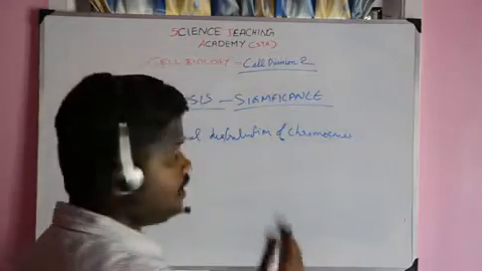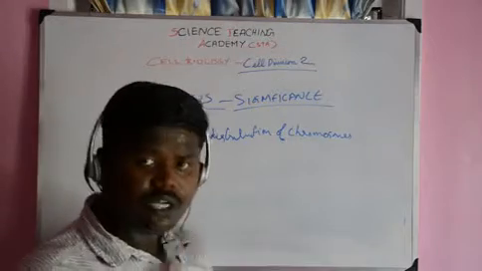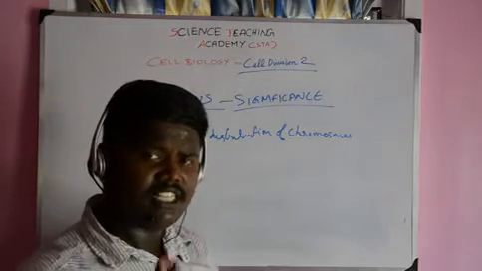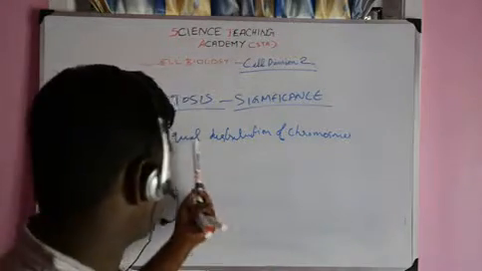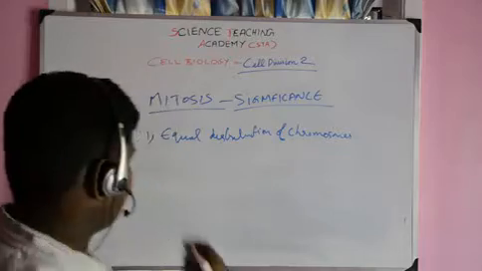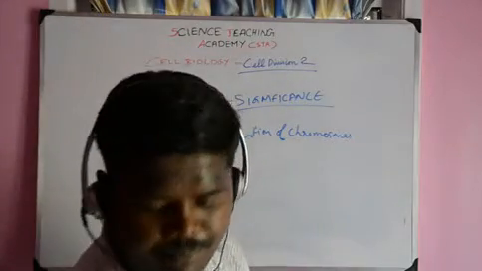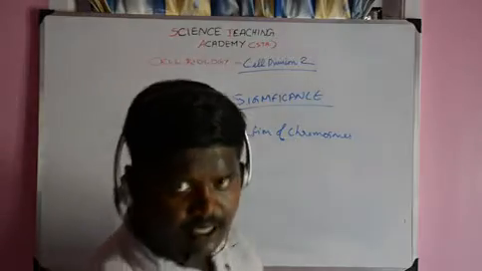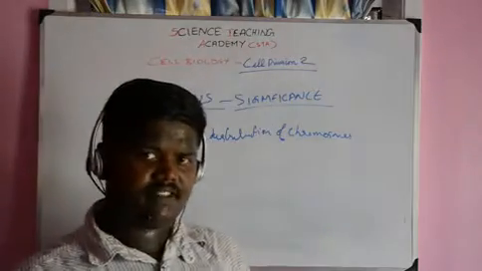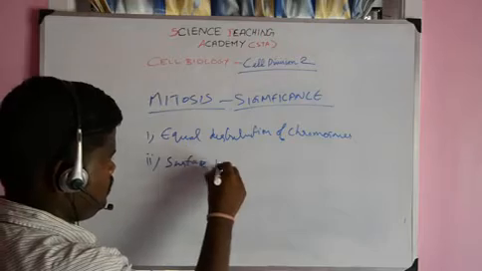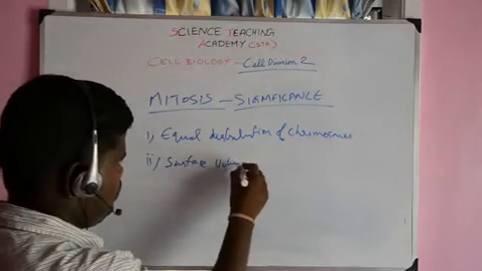I have said before, there are two types of cell division, mitosis and meiosis. Meiosis cannot achieve this equational division. Only mitosis can achieve this equational division. The second significance of mitosis is the surface volume ratio. It's very much required for maintaining the surface volume ratio.